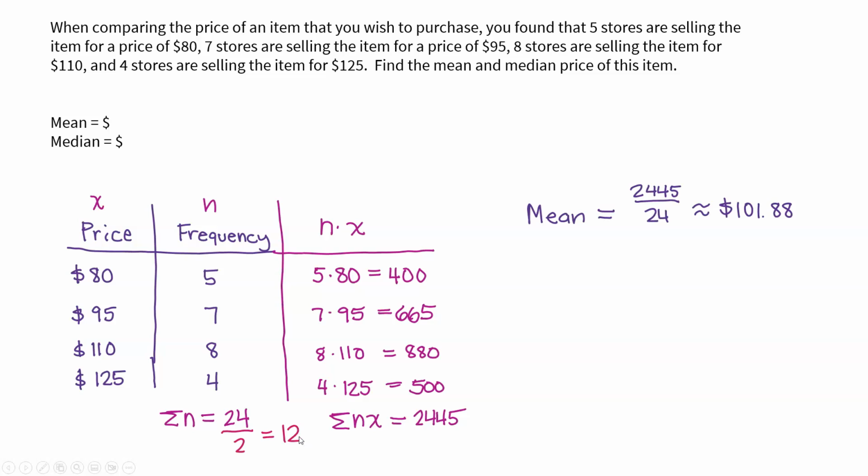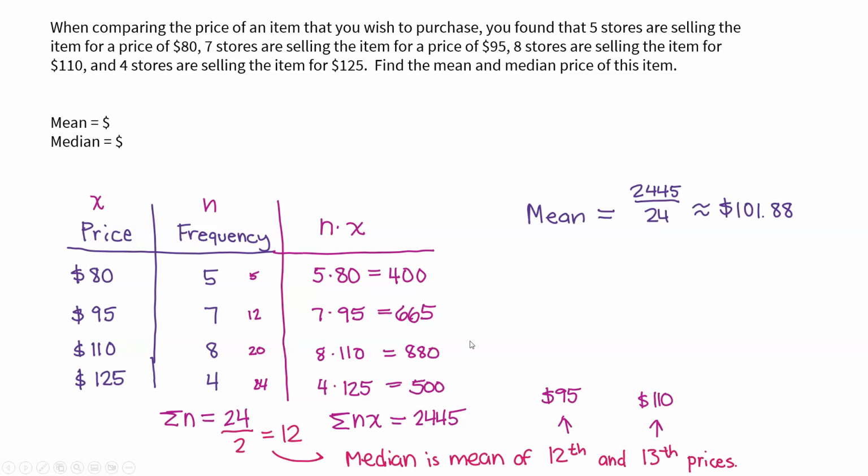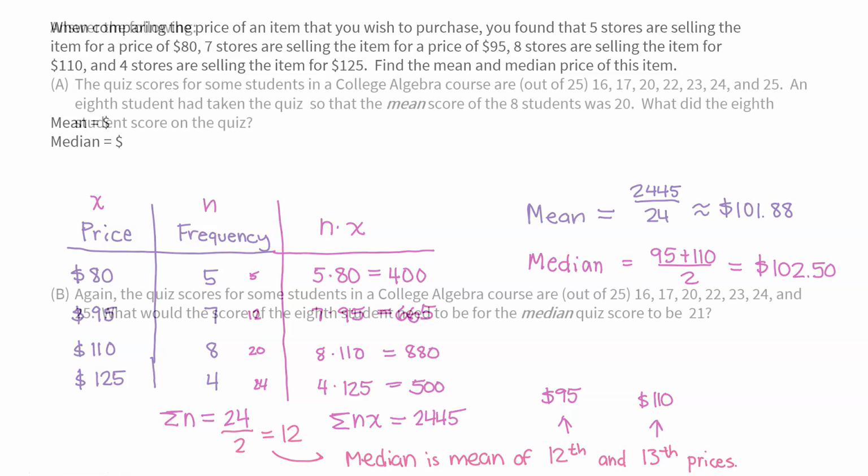The median, you're still going to divide this by 2 and you get 12. Since it's a whole number, you know that the median is going to be between the 12th and 13th value. As you go down here and do these subtotals, your 12th score is a $95 if you have an ordered list, and the 13th would fall in the 110 range. The next 8 of them are going to be in the 110 range. So your median is going to be the average of 95 and 110. You would average those two together and you would get $102.50.